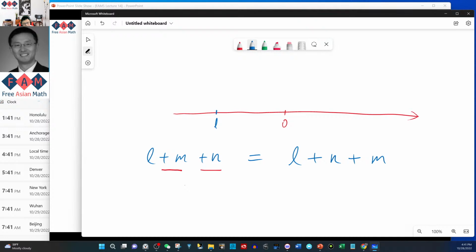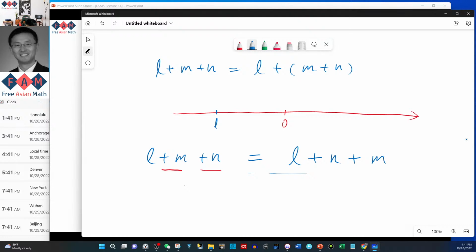This should work, but this is not the associative law. The associative law says that we want to prove L plus M plus N equals, we group the last two first, not just changing their order for the addition operation. So this is not really the associative law. But what can we do next?